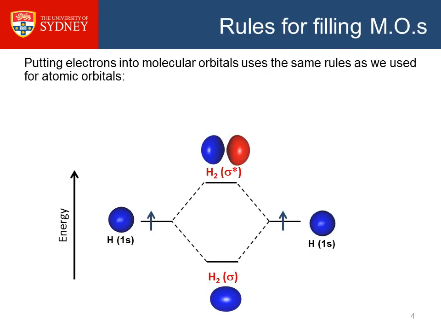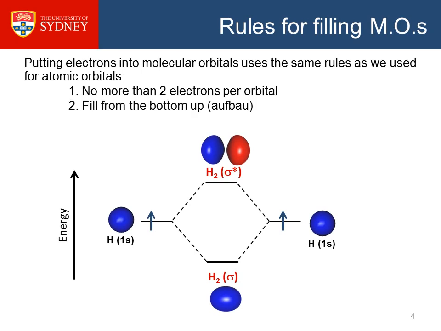The rules for filling molecular orbitals are the same as those for filling atomic orbitals, meaning no more than two electrons can occupy an orbital. We have to fill the orbitals from the lower energy up, and we fill degenerate orbitals according to Hund's rule, meaning all electrons have to be unpaired to start with. In the case of the hydrogen molecule, the two electrons from the two atoms fill the bottom sigma bonding orbital.